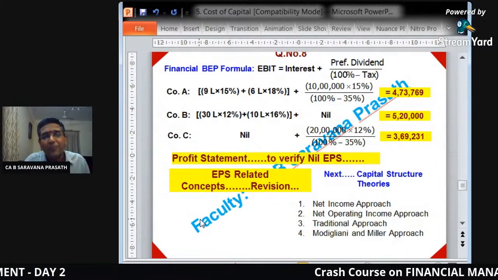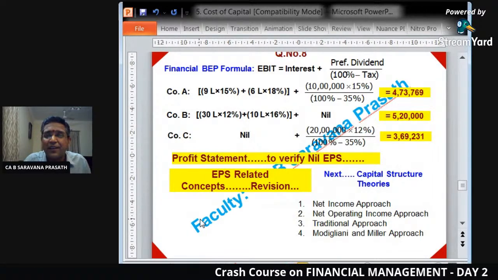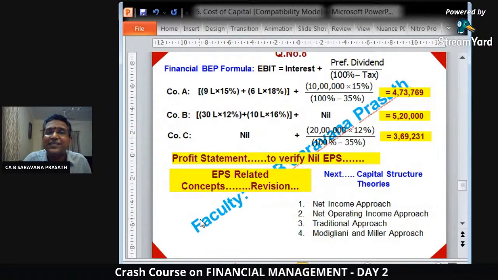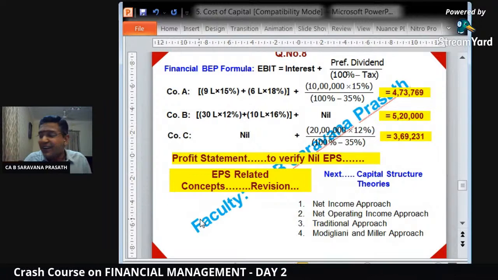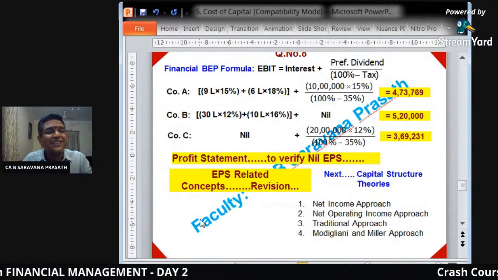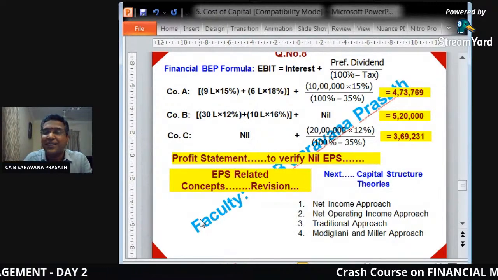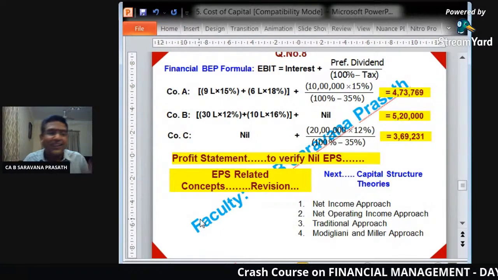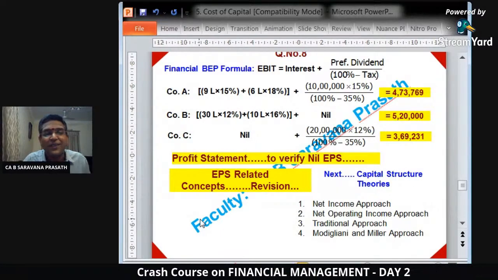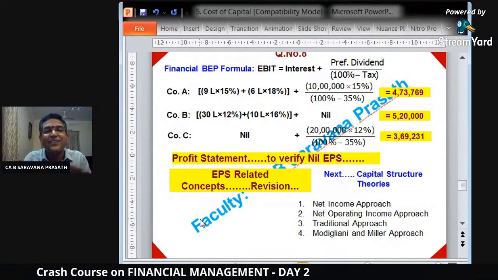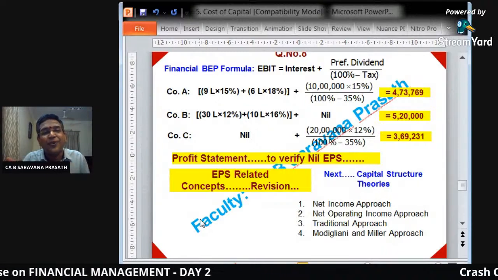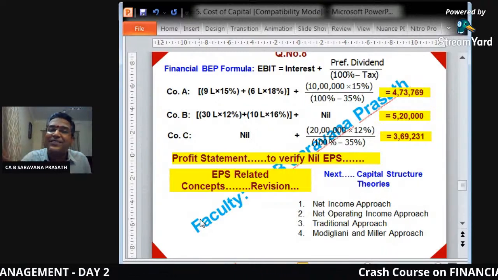So if you borrow more, you may say debt is cheaper, but equity's cost increases. Therefore, you have advantage in debt, you have a disadvantage of increase in cost of equity. Therefore, they set off each other mutually. Therefore, cost of capital remains constant.